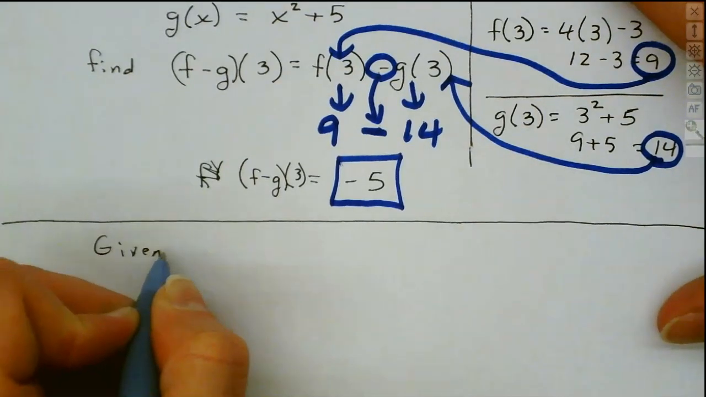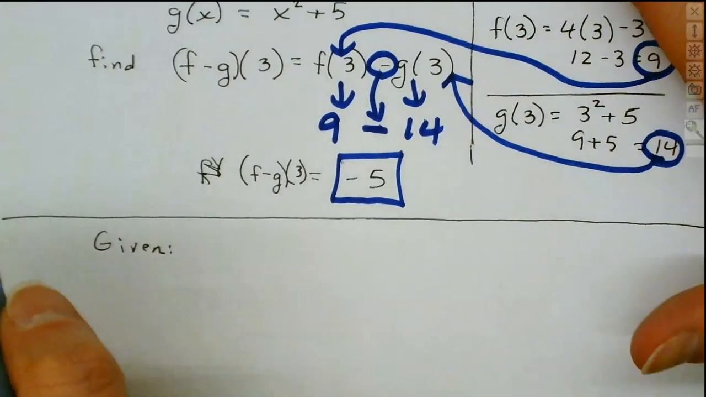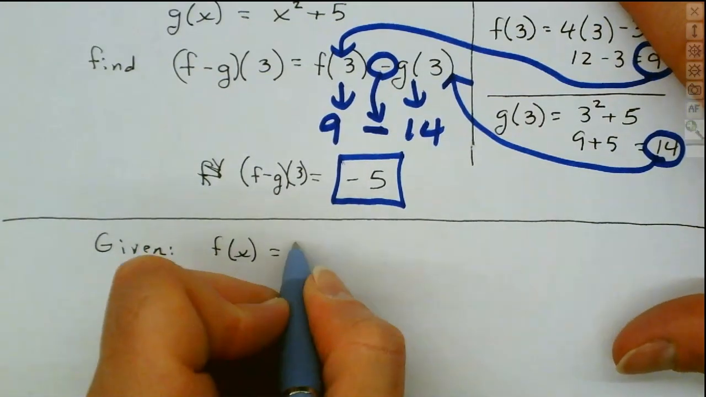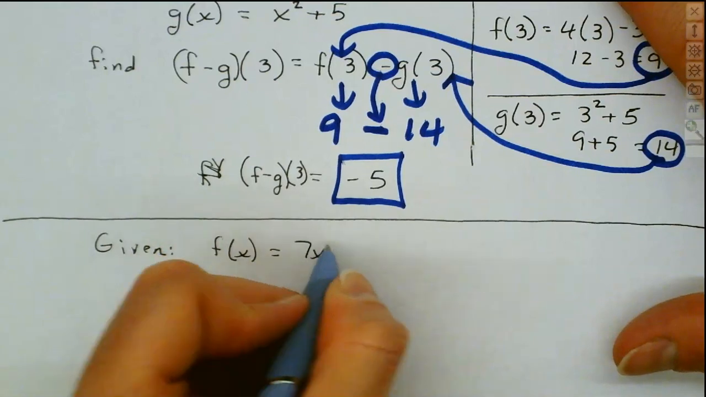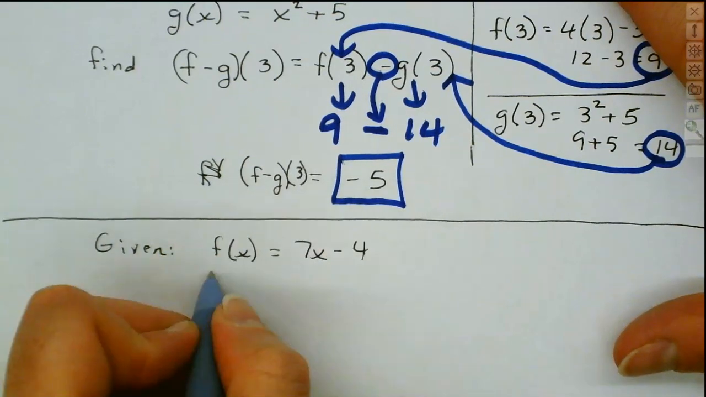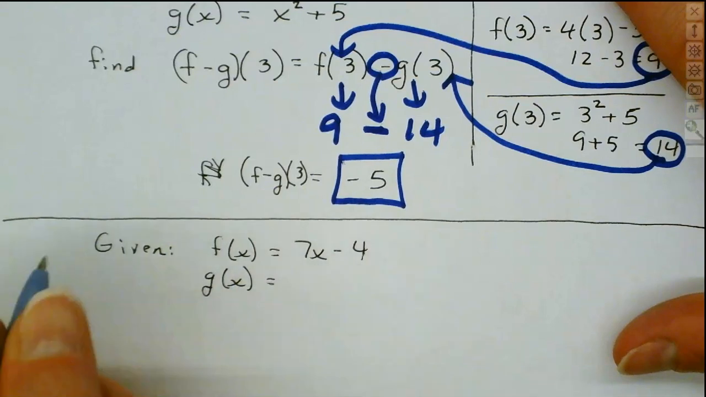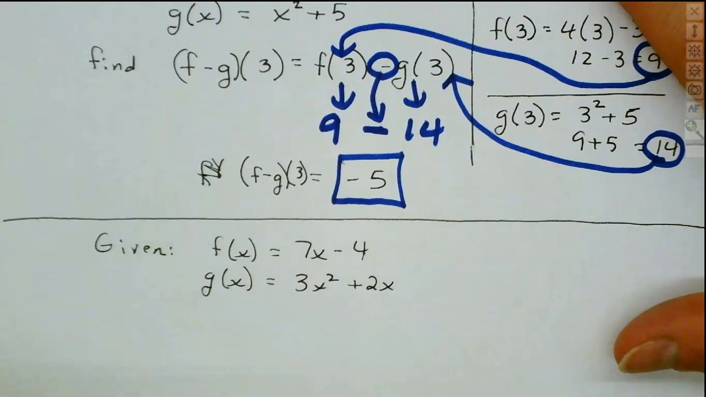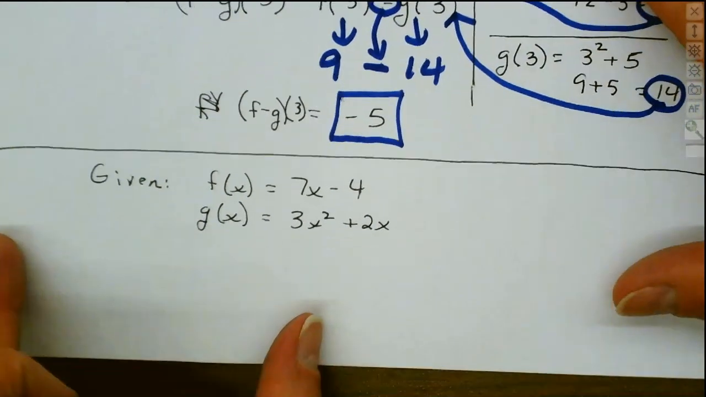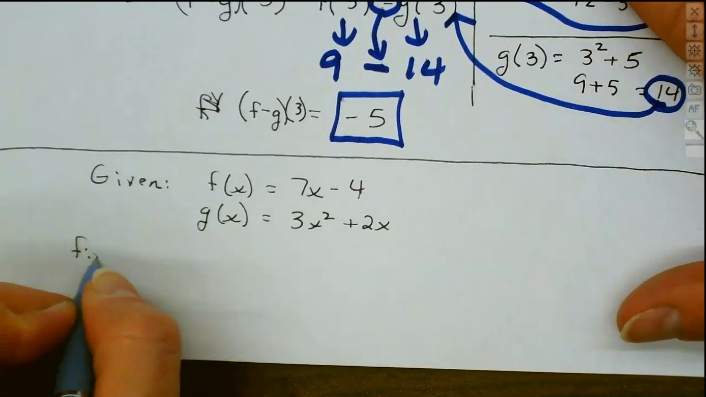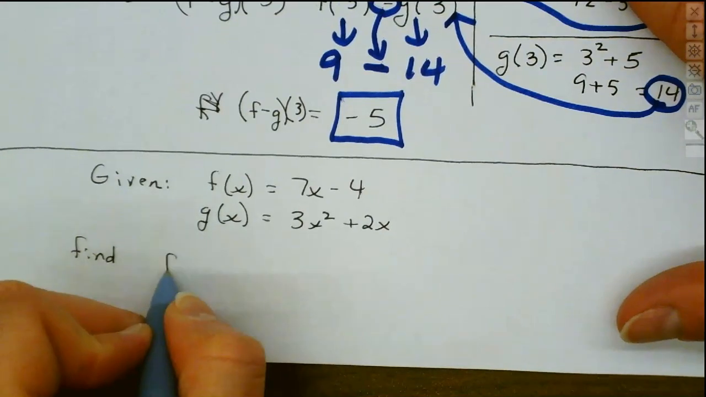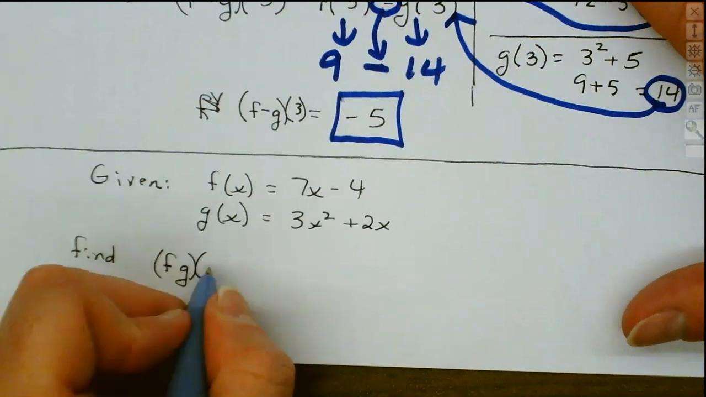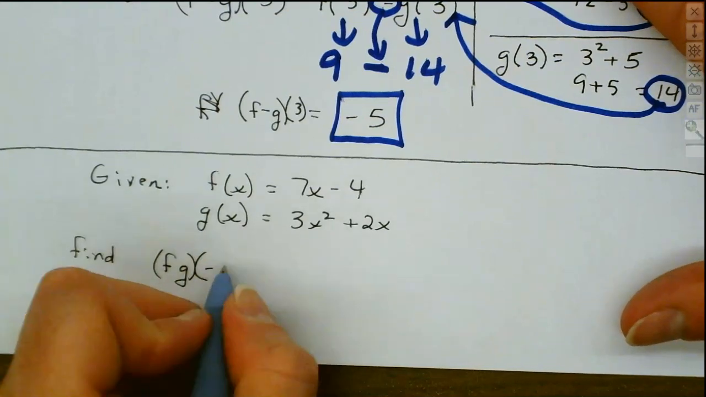So I'm going to change them out. Let's say you're given f of x to be 7x minus 4, and g of x to be, let's say, 3x squared plus 2x. And I want you to find f times g of negative 5.